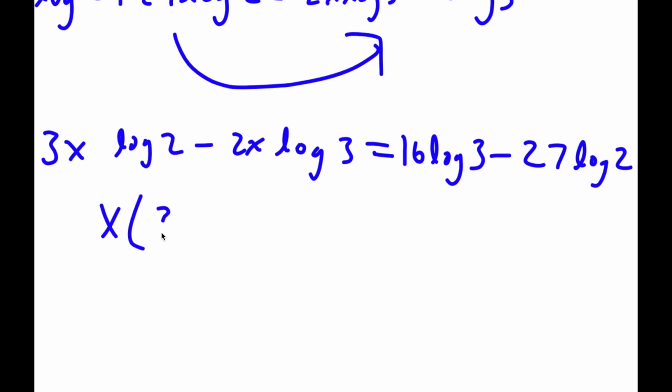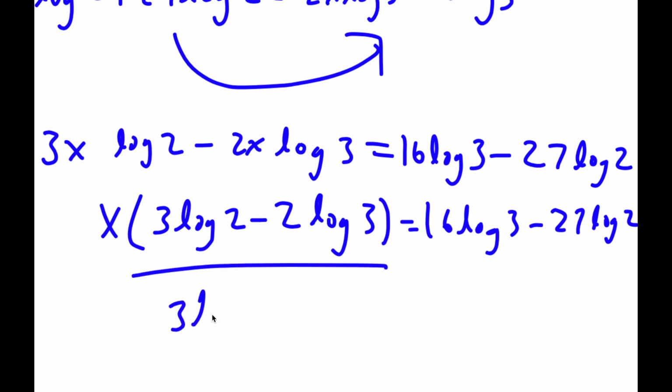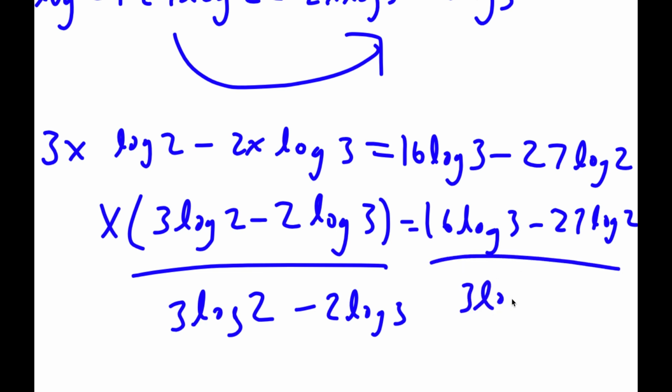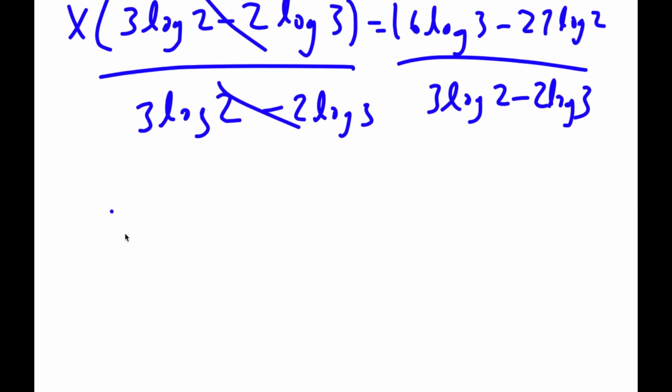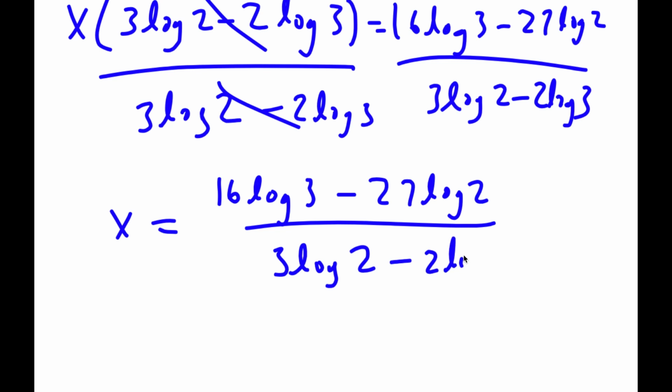Now if I factor out x from here, I get x times 3 log 2 minus 2 log 3 is equal to 16 times log 3 minus 27 log 2. Now all I have to do is divide this on both sides. These two cancel out, and I have x is equal to 16 log 3 minus 27 log 2, all over 3 log 2 minus 2 log 3.